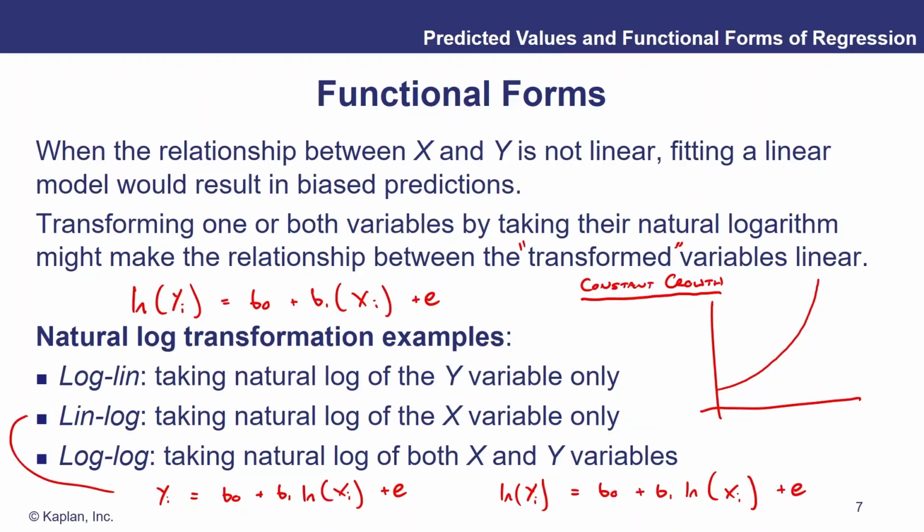So just be aware that if you have a curve, in particular because it's caused by something growing at a constant rate, then often we can make it linear by taking the natural log of that variable. Okay? Is it always going to work? Is it always going to turn curves into straight lines? No, it might make the relationship between the transformed variables linear, in particular if the fact that it's not linear is caused by constant growth. Okay, so just be a little bit aware of that with your functional forms.